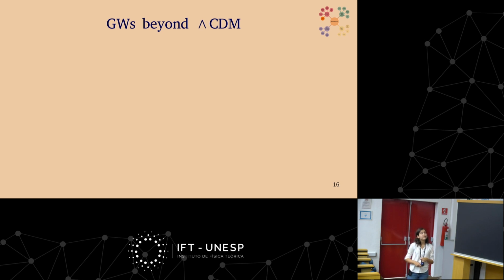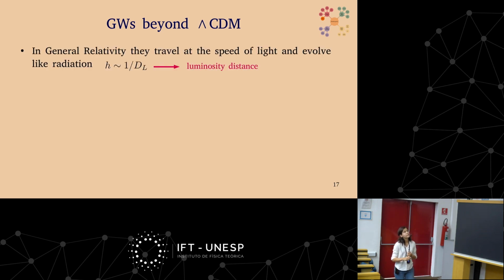Before understanding how we can actually do cosmology with these future observations, let's look at what happens with gravitational waves in these beyond lambda CDM models. In general relativity, these waves travel at the speed of light, and they evolve like radiation, which means that their amplitude falls with the distance to the source. This distance is the luminosity distance, the very same distance I showed earlier that you can measure using supernovae. So this tracks the expansion of the universe.